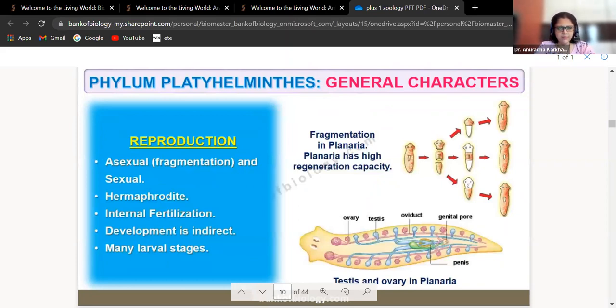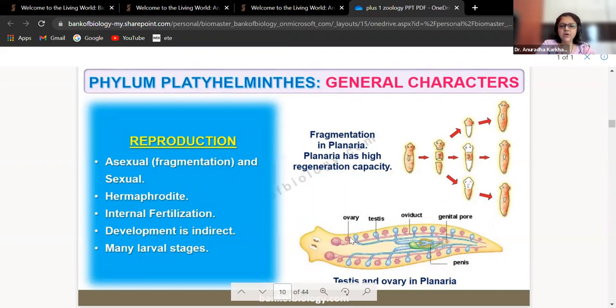Reproduction, asexual reproduction, that is by fragmentation. Even sexual reproduction is seen. They are hermaphrodites. Internal fertilization. This is something that is different from others till now. Right? Development is indirect. Many larval stages are going to be seen. Here, fragmentation in planaria. Planaria has a high regeneration capacity. So this planaria is dividing into 1, 2, 3 pieces. But all the three pieces are developing into three organisms. So three adults can be formed from the three fragments of this planaria. Okay, so this is something very unique, isn't it?